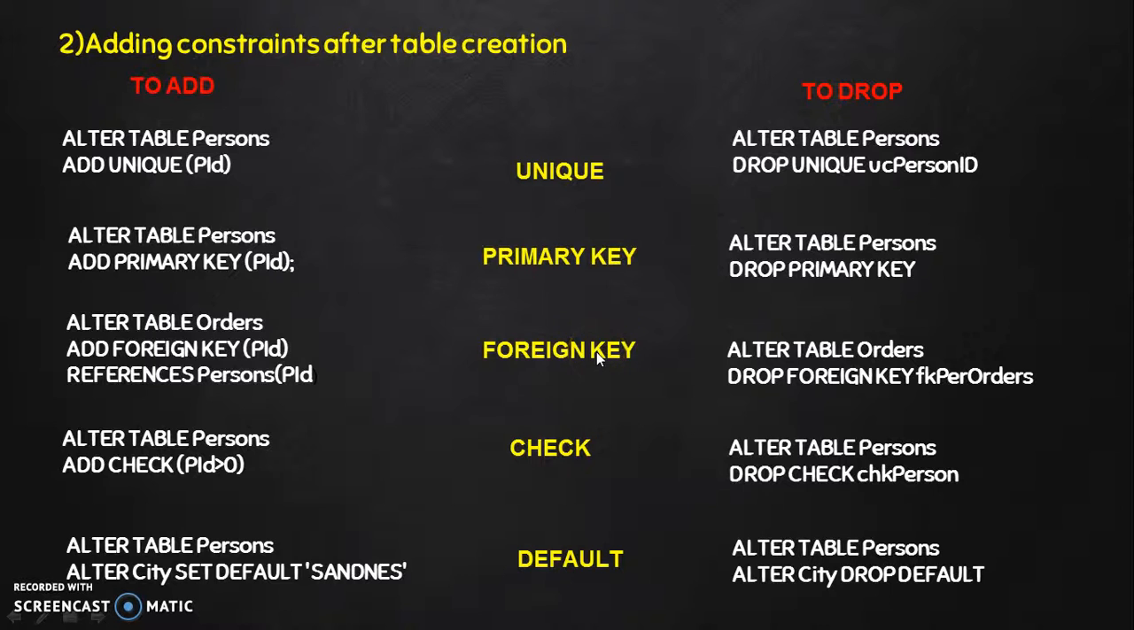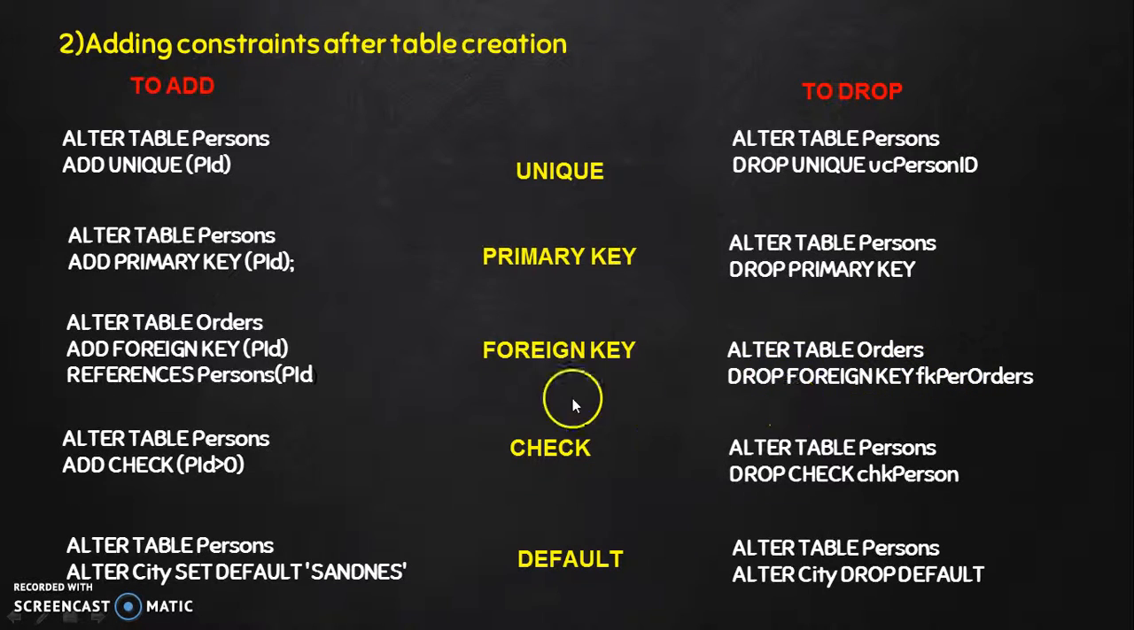While mentioning the foreign key, we have to mention the references as we have seen before. So we are altering the table orders and we are adding a foreign key called PID, and this foreign key refers to a primary key called PID. The same applies while removing the particular foreign key. We are altering the table orders and we are dropping a particular key as a foreign key. Here FK per orders is what we are considering as a foreign key, and we are trying to drop it from the orders table.